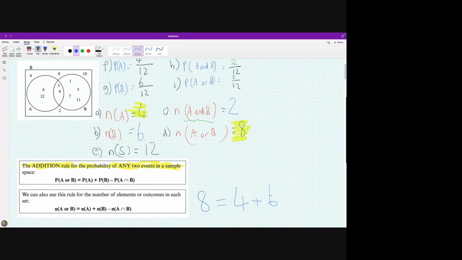Can anybody tell me why I have got too many on the right-hand side? I'd love to hear someone's explanation for why, looking at this rule here, I'm saying the n of A or B is 8, the n of A is 4, the n of B is 6. Why don't these two add up? Would anybody be willing to put their hand up or have a go at that?